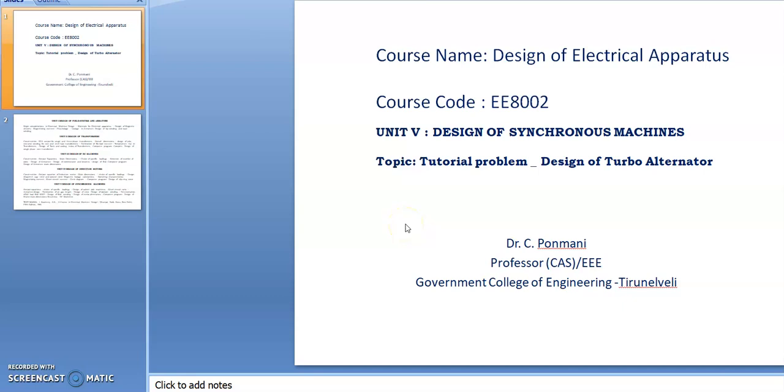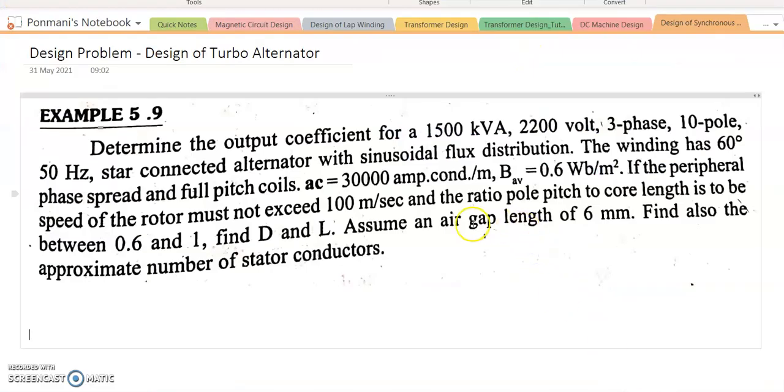Welcome to this video lecture on the topic, solving a tutorial problem in the design of turbo alternator, from the 5th unit, design of synchronous machines, in the subject design of electrical apparatus. This is the problem taken on turbo alternator.